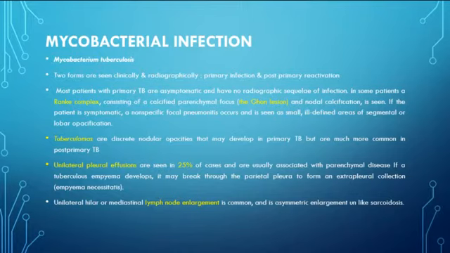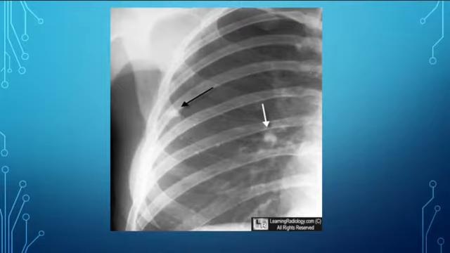Talking about mycobacterial infection, Mycobacterium tuberculosis. Two forms are seen clinically and radiographically: primary infection and post-primary reactivation. In the primary infection, there may be a normal chest radiograph, or it may appear as any type of pneumonia. But sometimes there is a Ranke complex or Ghon lesion, which is calcification within the lymph node. This is typical for primary TB. Sometimes primary TB could be associated with pleural effusion.